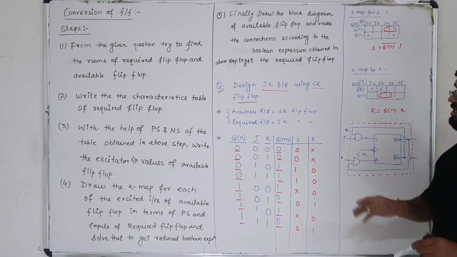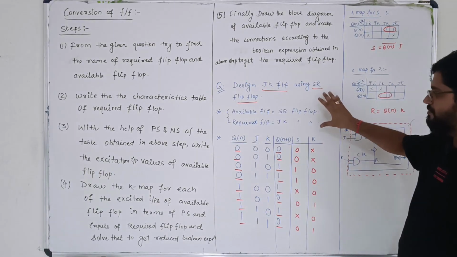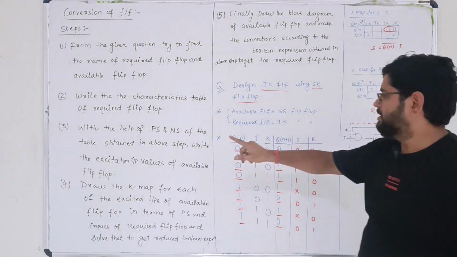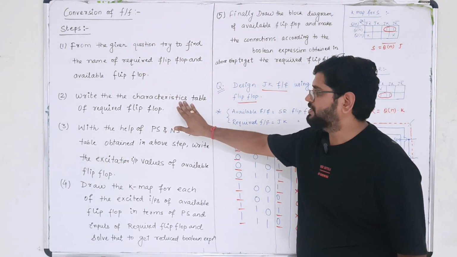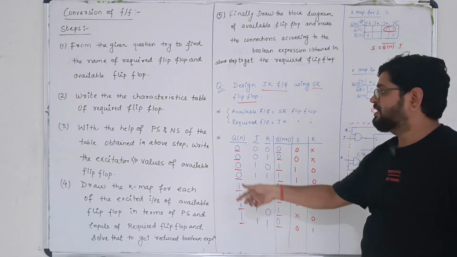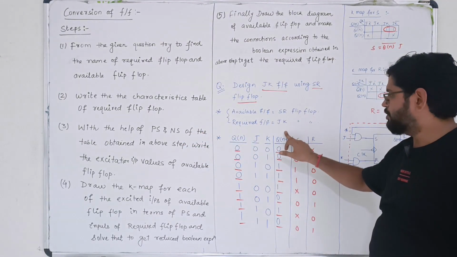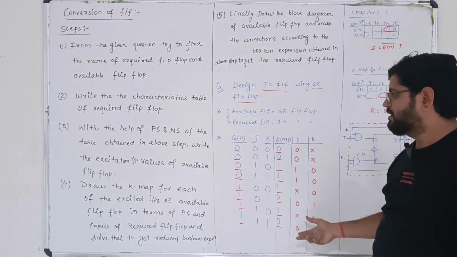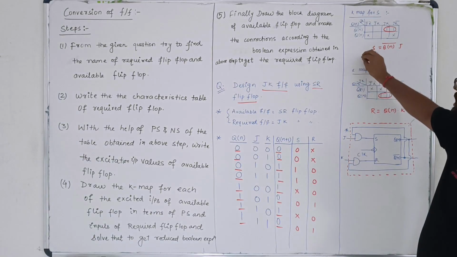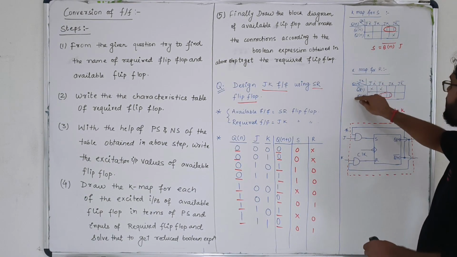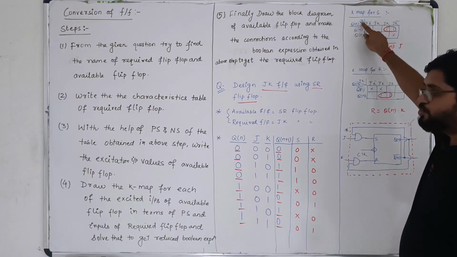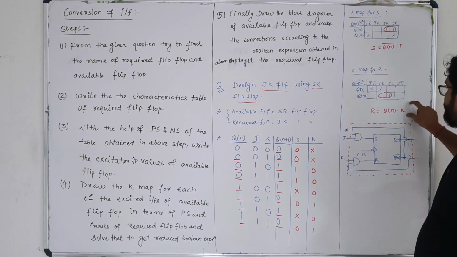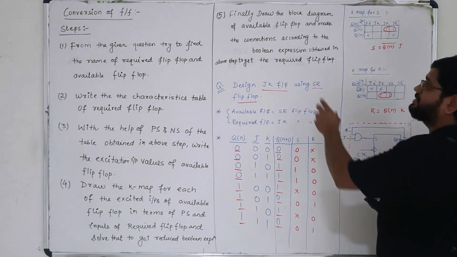So this is how we are proceeding. Now you can easily understand what we have done exactly. Firstly, we found the available flip-flop and the required flip-flop as per the first step. Then for the second step, we wrote the characteristic table for the required flip-flop; we have written it for JK. After that, with the help of the present state and next state of the required flip-flop, we wrote the excitation input values of the available flip-flop. After that, we drew the K map for each of the excitation inputs in terms of the present state and inputs of the required flip-flop. After drawing that, we got the values of both the excitation inputs. After that, we went for the final step, that is the drawing.